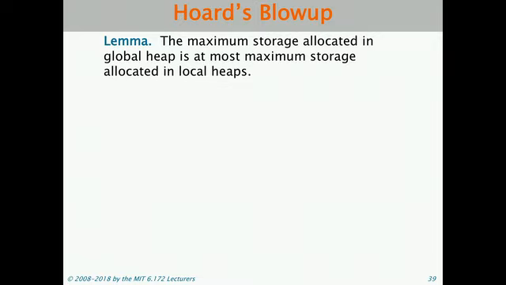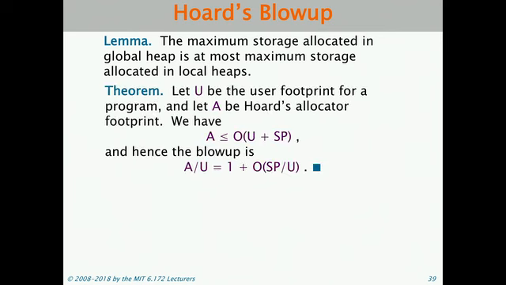So you can prove this lemma by case analysis, and there's the Hoard paper that's available on learning modules, and you're free to look at that if you want to look at how this is proved. But here I'm just going to use this lemma to prove this theorem, which says that let U be the user footprint for a program, and let A be the Hoard allocator footprint. We have that A is upper bounded by order U plus SP. And therefore, A divided by U, which is the blowup, is going to be 1 plus order SP divided by U.